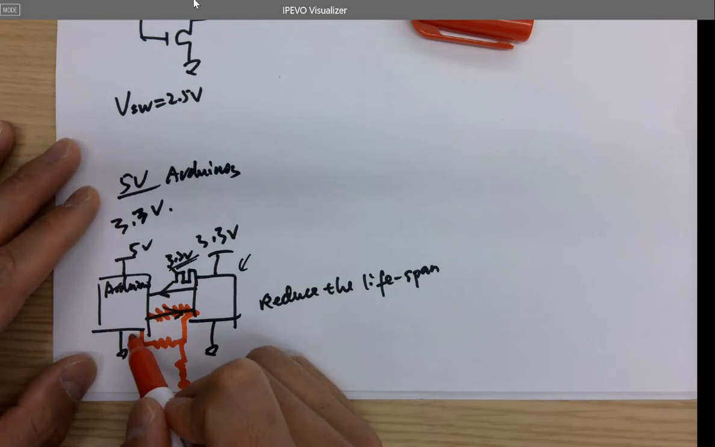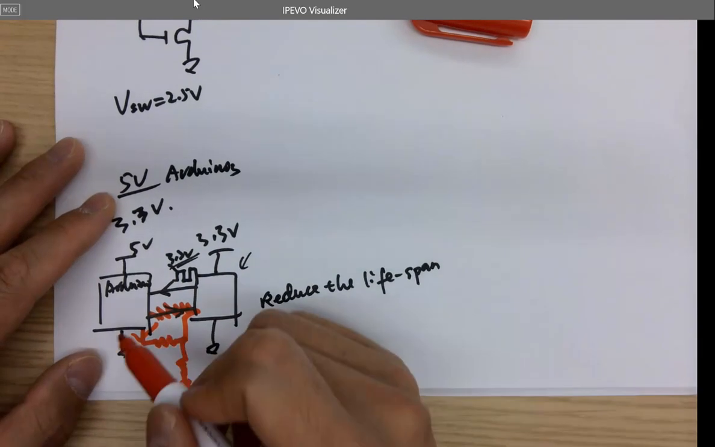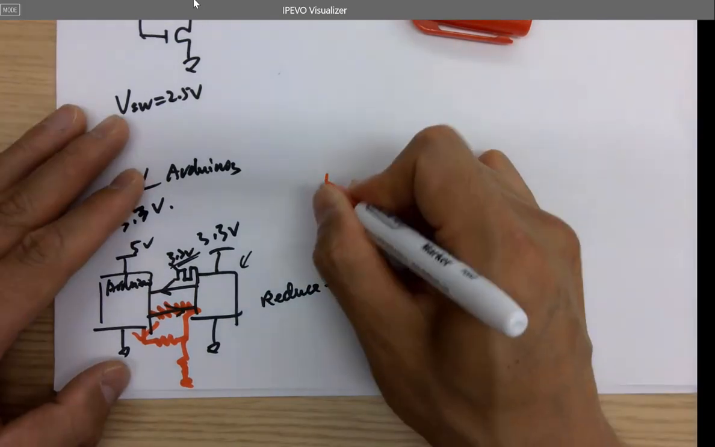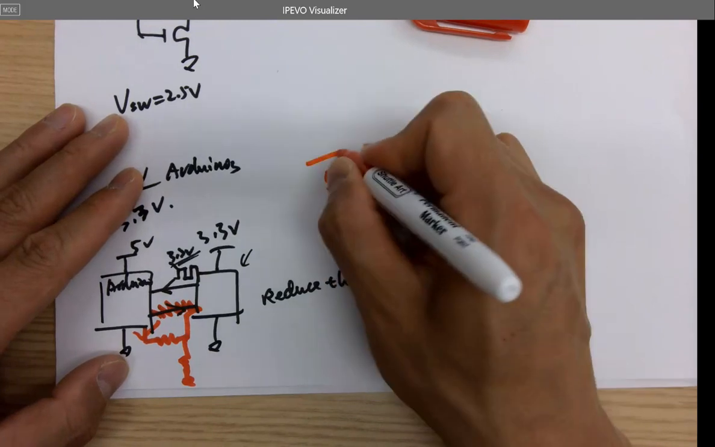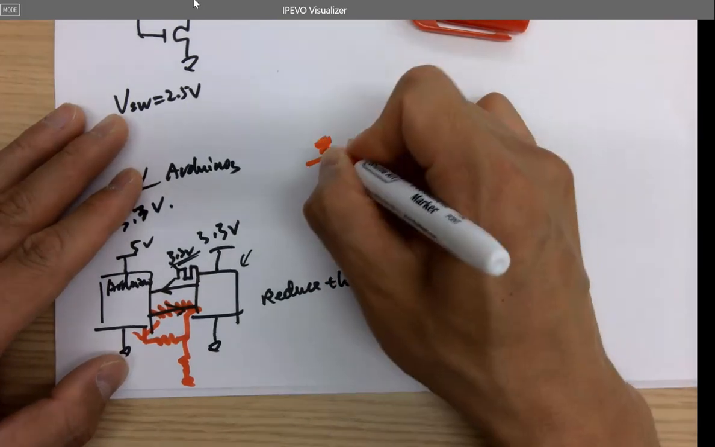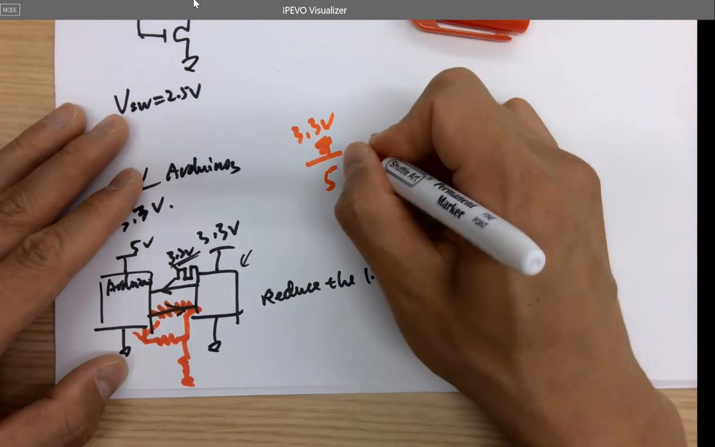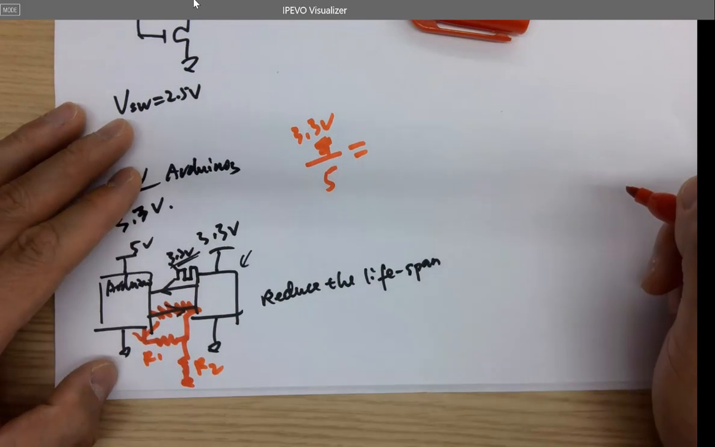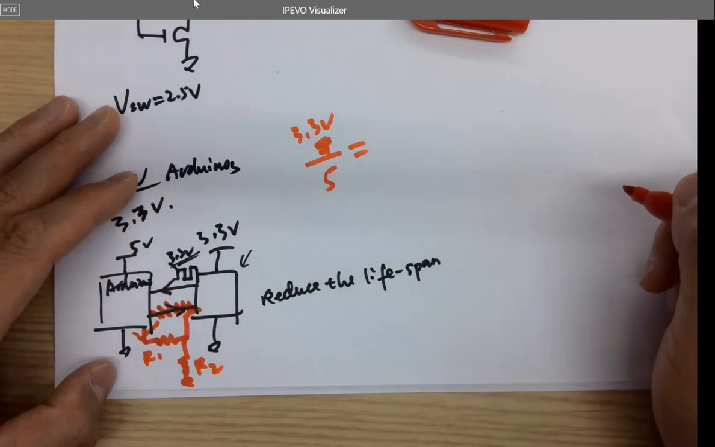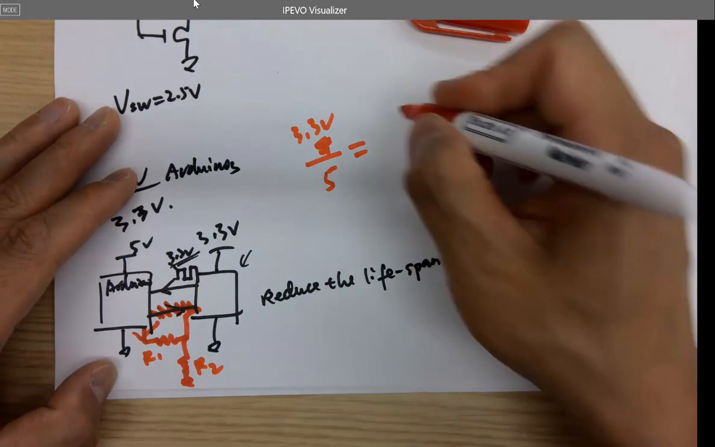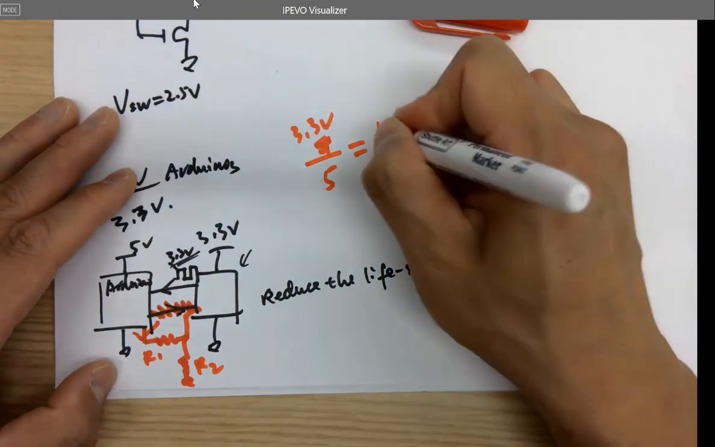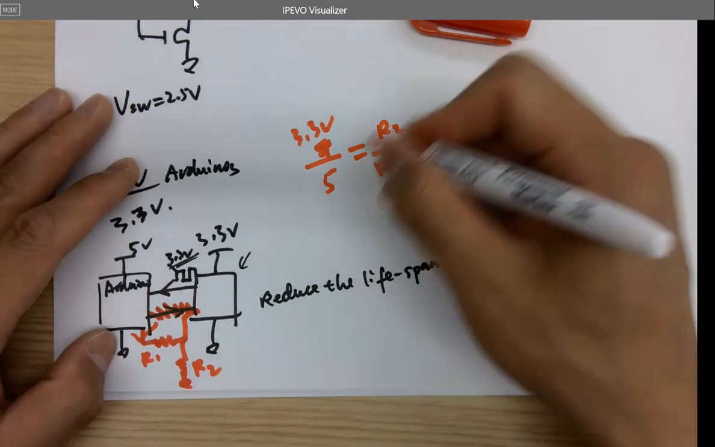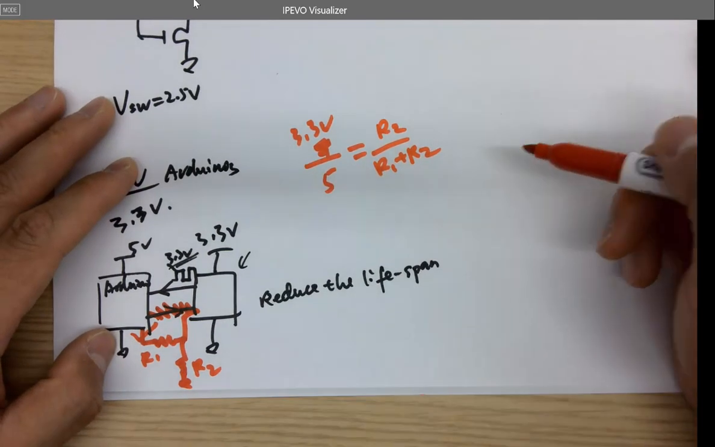So when 5 volts is sending signal out, the 5 volts is being divided. So it's basically 5 or X, 3.3 volts over 5 equals R1, R2, right? Equals what? Yeah, and see what are the resistors available in the lab and pick R1 and R2.